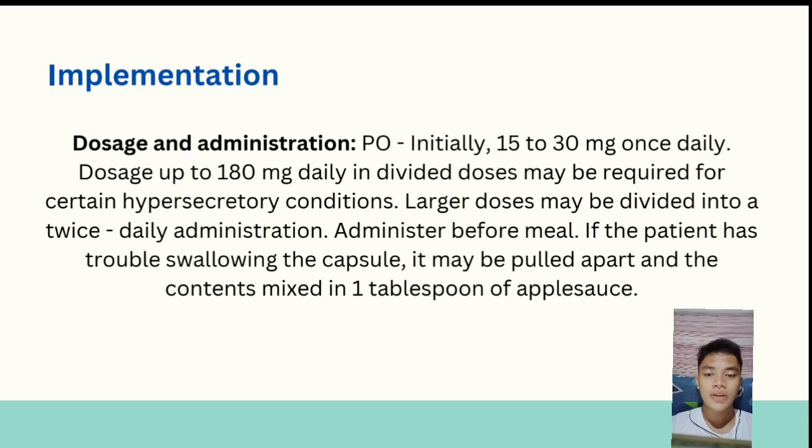Implementation, dosage and administration, by mouth initially 15 to 30 milligram once daily. Dosage up to 180 milligram daily in divided doses may be required for certain hypersecretory conditions. Larger doses may be divided into a twice daily administration, administered before a meal. If the patient has trouble swallowing the capsule, it may be pulled apart and the contents mixed in 1 tablespoon of applesauce.